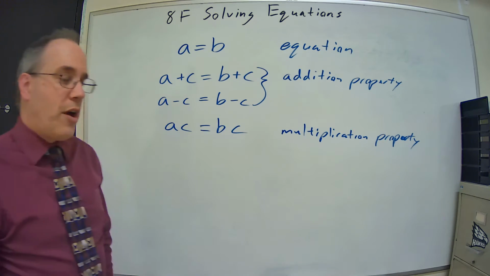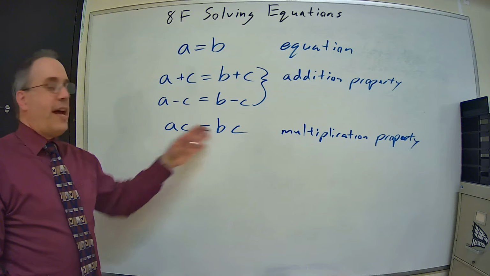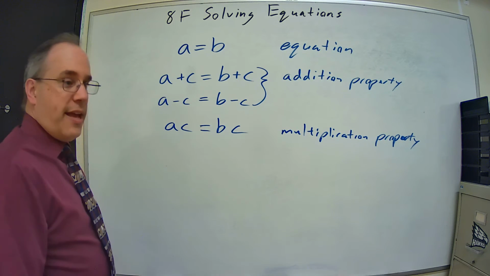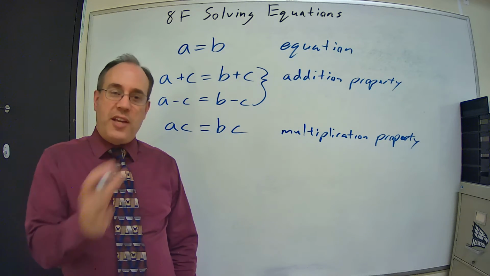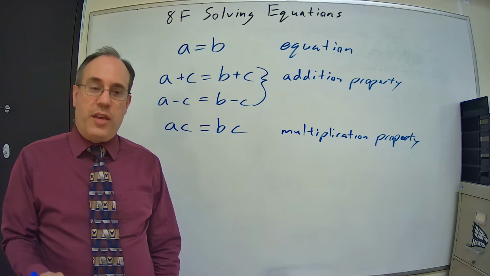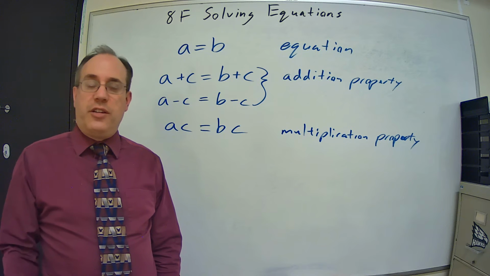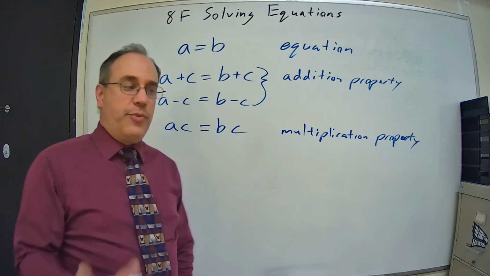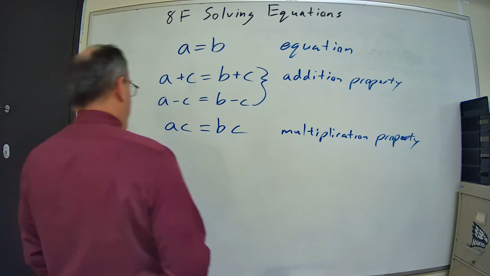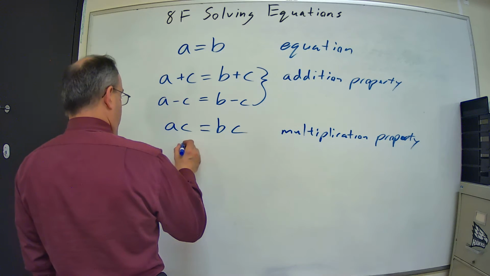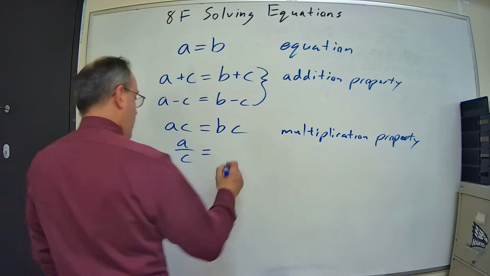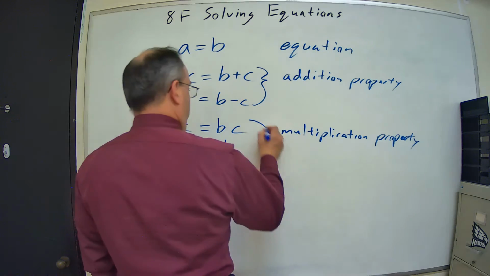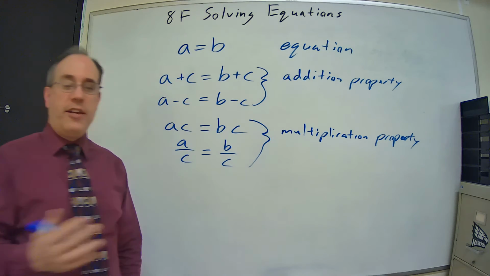The multiplication property. If you multiply both sides by the same amount, you have an equivalent equation. And remember we've said too that multiplication and division are essentially the same thing. If you want to turn division into multiplication, just multiply by the reciprocal, right? We learned that with fractions. So we can also say that if you divide both sides by the same thing, that's equivalent. So those can both fit into the multiplication property.